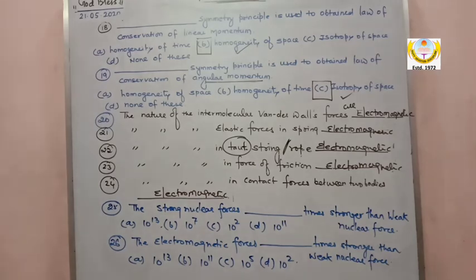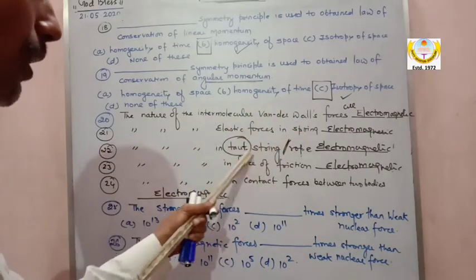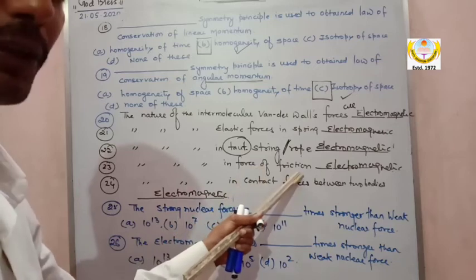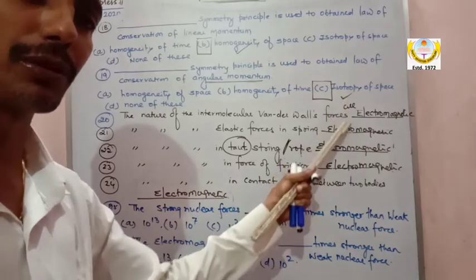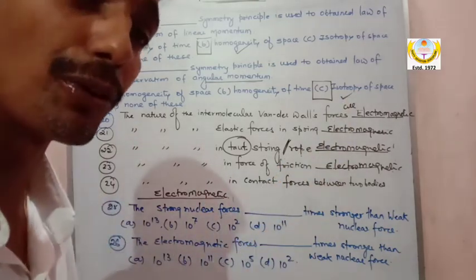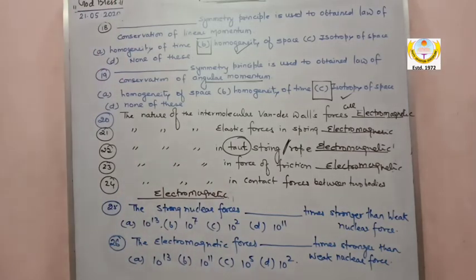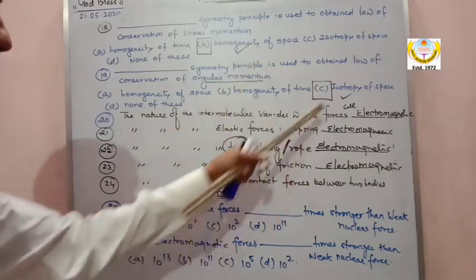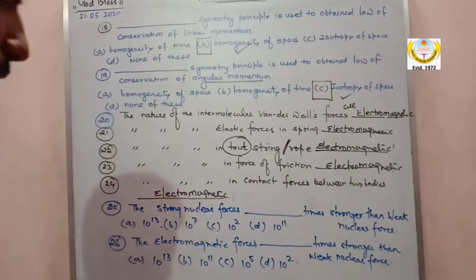So take care, my dear. This is the common answer, that in all these examples, van der Waals force बोलो, elastic forces बोलो, in spring, taut string में force बोलो, forces of friction, and contact force between the two bodies, all these forces are electromagnetic in nature. One common answer. Please take care. Any example, the forces are electromagnetic in nature.